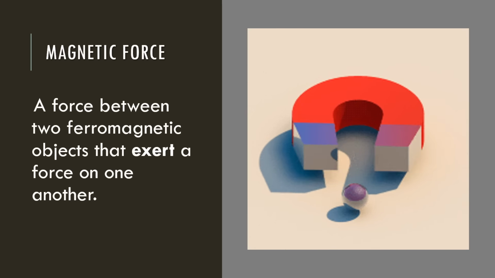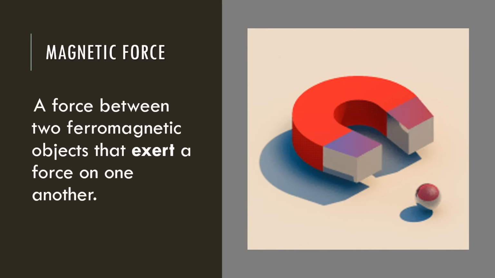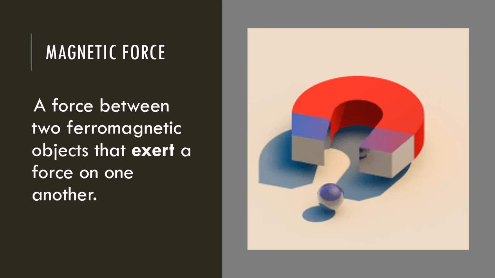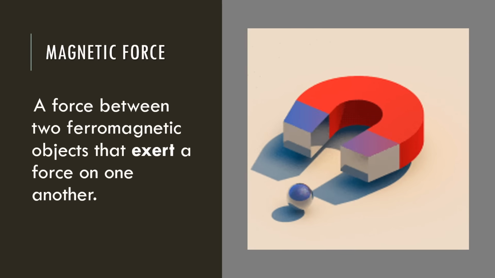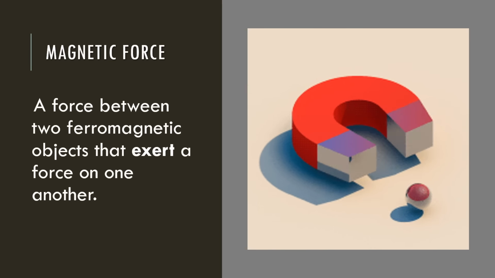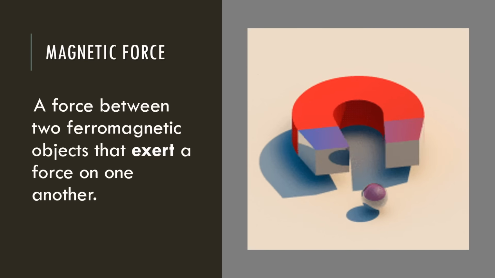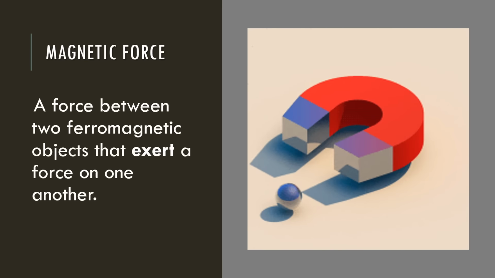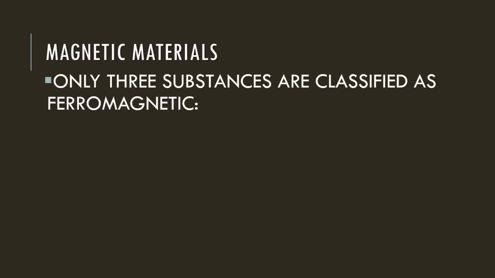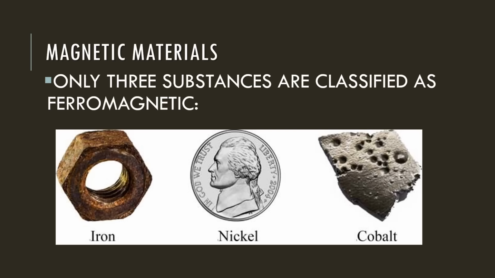Now we move on to magnetic force. Magnetic force is the force that occurs between two magnetic objects that exert a force onto one another. Again, this is over a distance because this is a field force or a non-contact force. With regards to magnetic materials, we only have three substances that are classified as ferromagnetic. What ferromagnetic means is that they are able to experience a magnetic force. These three substances are iron, nickel, and cobalt.